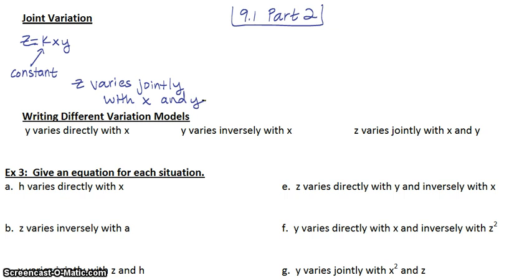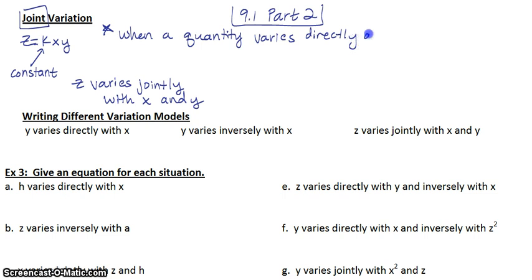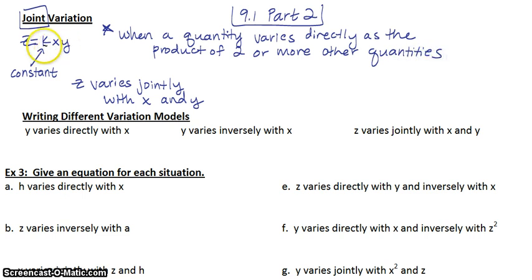And then the other thing you need to know is joint variation is actually also direct variation. So joint variation is when a quantity, your choice whether or not you write this down, varies directly as the product of two or more other quantities. So the key word is it's direct variation really, but they're multiplied together with the K.